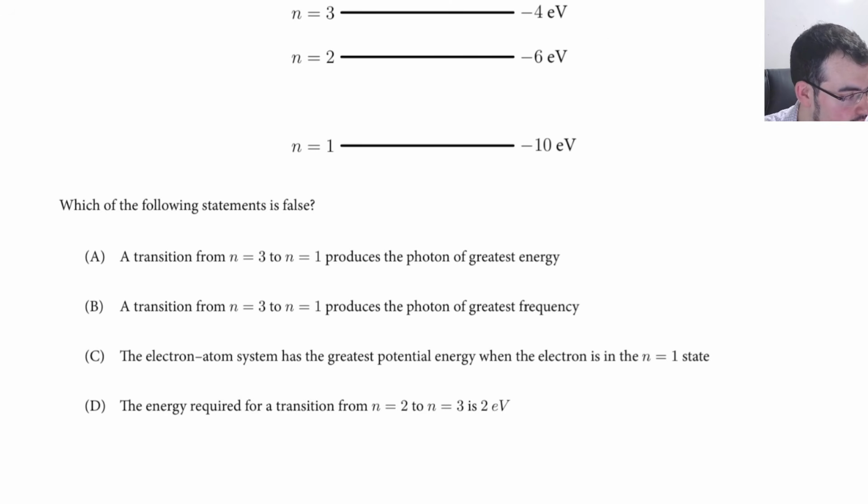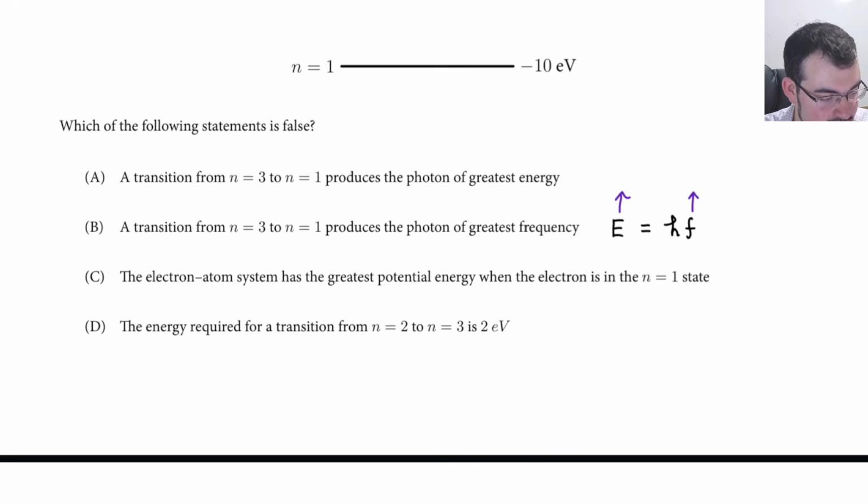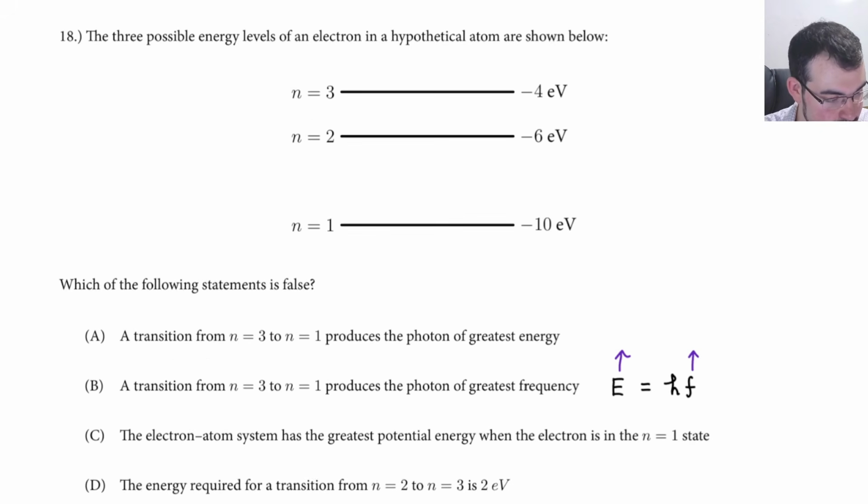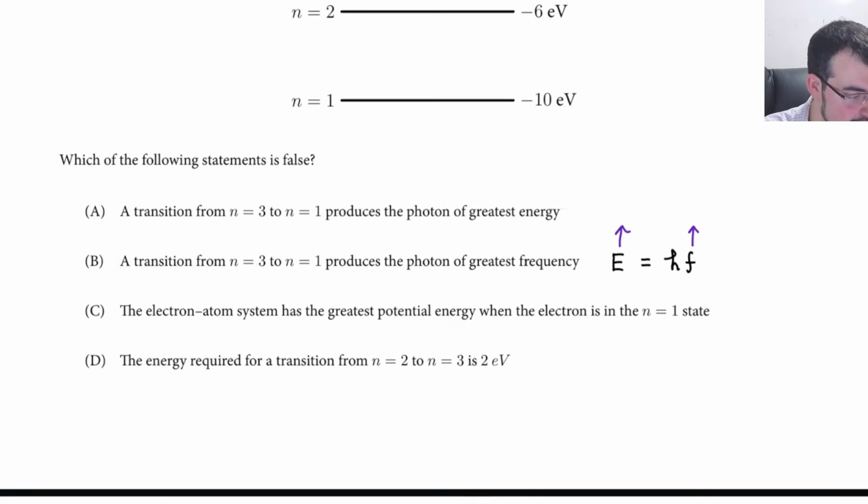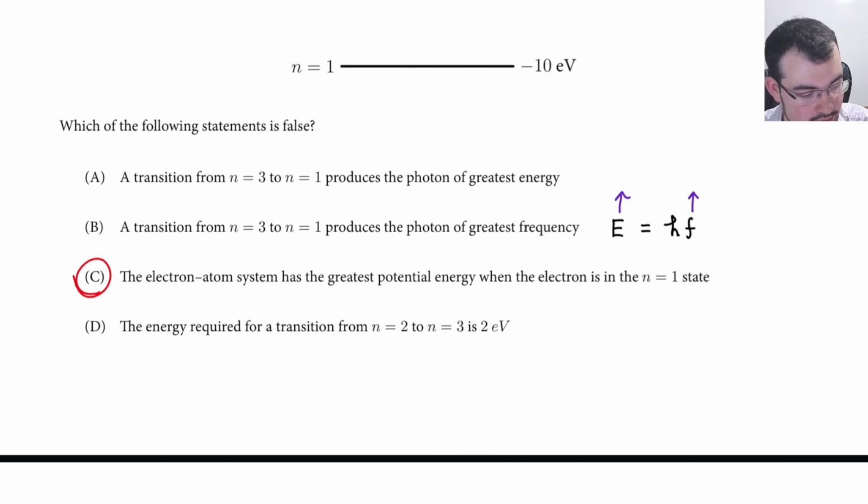If I go from 3 to 1, is that the photon of greatest frequency? Well, we know that E is equal to hf. So yes, if f is the greatest, then E is also the greatest. The electron atom system has the greatest potential energy in n equals 1. Well, that's just not true, right? Negative 10 is not the biggest number here, so the answer is C.